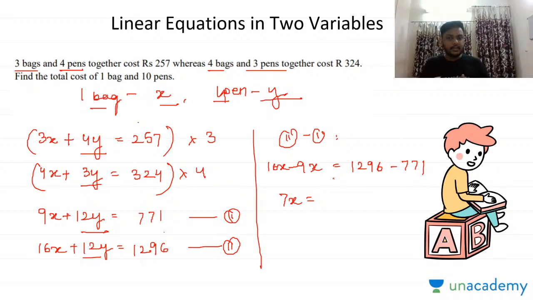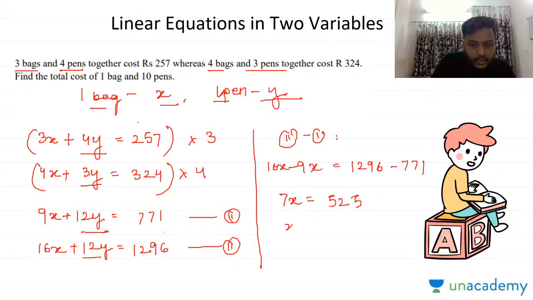Moving forward, you will be getting 7x from here, and from here what will you be getting, can you tell me? You have 1296 minus 771, so you are left with 525. You'll be getting 525 from here. Clear, guys? Got it? Okay.